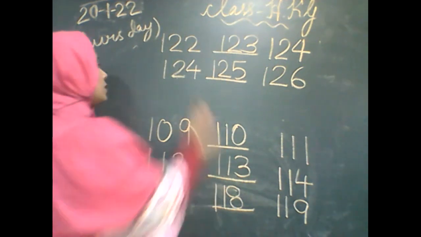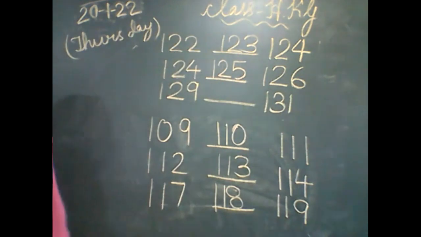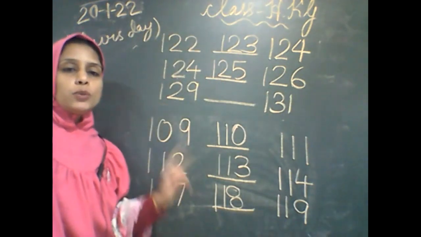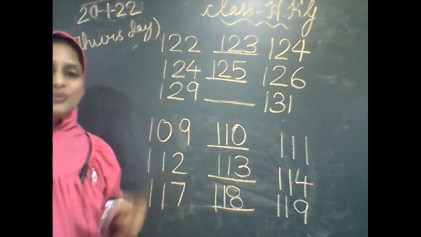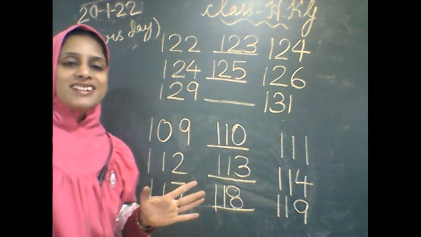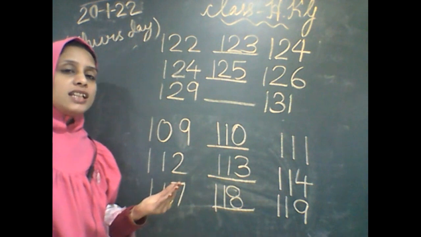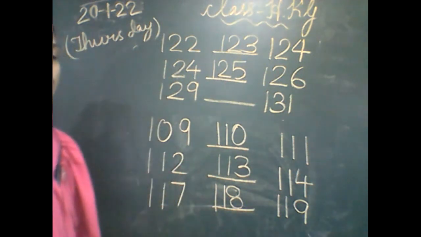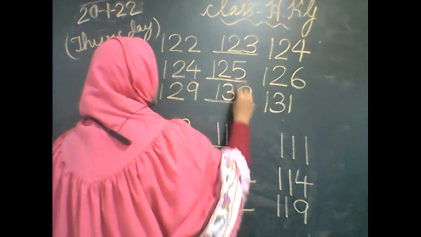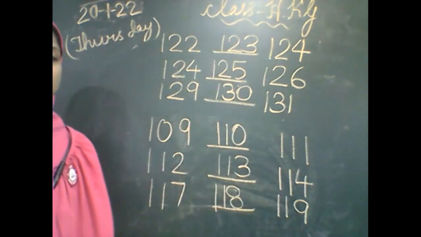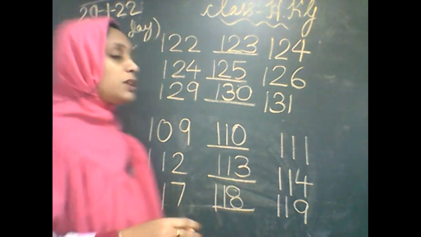Chalo. Now the next one is 129 and 131. Okay, chalo, let's start. 121, 122, 123, 124, 125, 126, 127, 128, 129, and what comes after 129? 130. 130 comes in between 129 and 131.